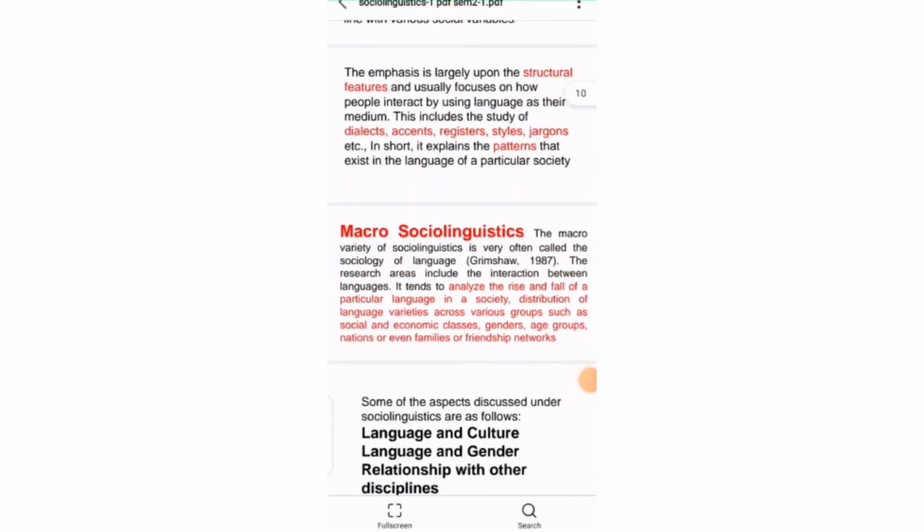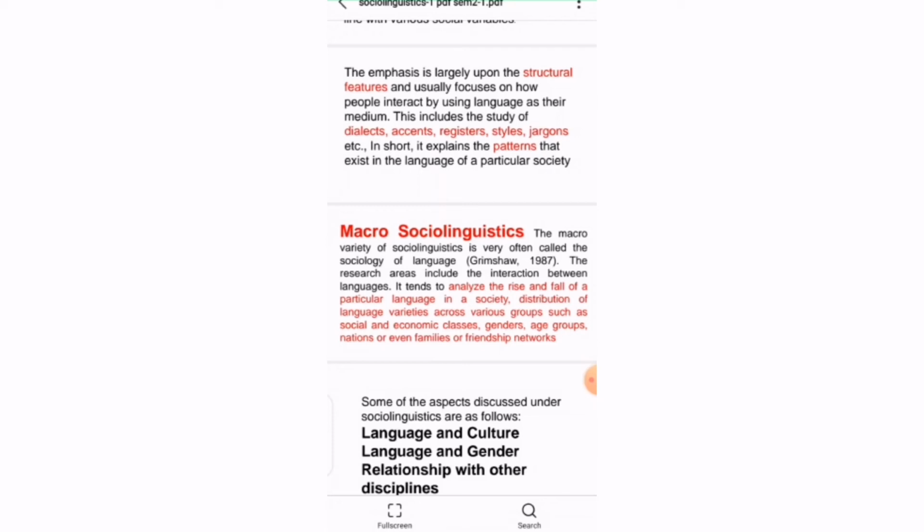It mainly relates to the rise and fall of a particular language in a particular society. Sometimes we see that a language enjoys higher status, and sometimes we see that the language enjoys lower status. And some social factors, political factors, religious factors also affect the rise and fall of a particular language within a society. And in macrosociolinguistics, we also study the distribution of language varieties across the various groups.